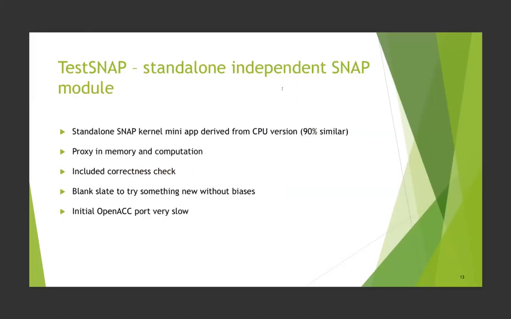Okay, and so as Aidan mentioned, he created a standalone mini app that was based on the SNAP kernel and based on the CPU version, the serial version of the SNAP kernel. It's a proxy in both memory and computation. It doesn't have any of the communication. It doesn't have the molecular dynamics time integrator or anything else like that. But nearly all of the flops and memory are in this kernel. One thing that's very important is that it includes a correctness check.